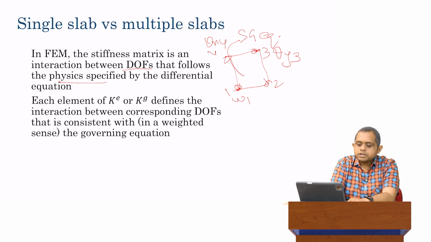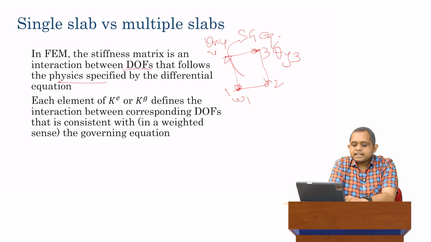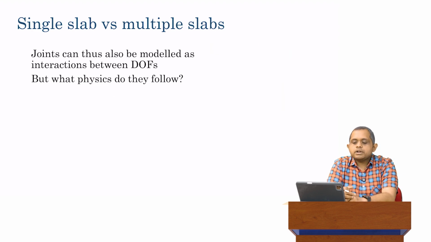So, as I wrote over here, each element of Ke and Kg defines the interaction between the degrees of freedom. And so, really, joints can be modeled as interactions between degrees of freedom. That's a very simplified way to look at joints, and it gives us the opening to do this integrated analysis of slabs and joints. But it comes down to a question.